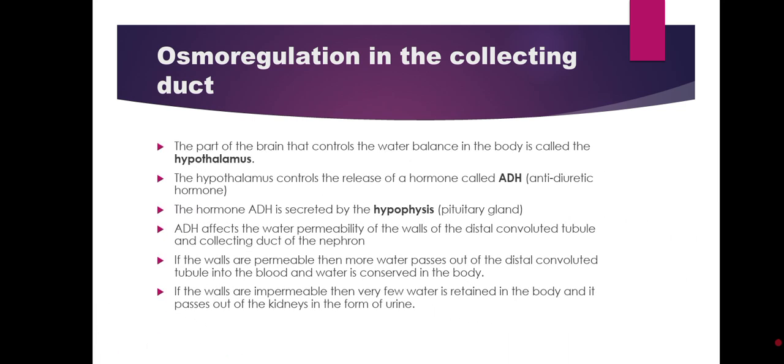Now, the part of the brain that controls the water balance in the body is called the hypothalamus, right? The hypothalamus is the one that controls the release of the ADH. The ADH is secreted by the pituitary gland, as I've said. As I've said, ADH controls how much water is reabsorbed, right?